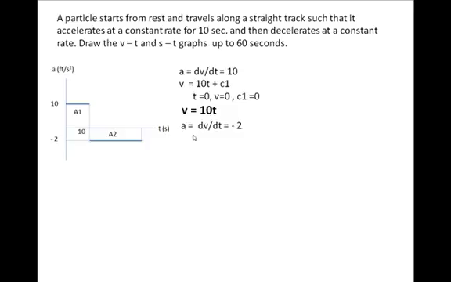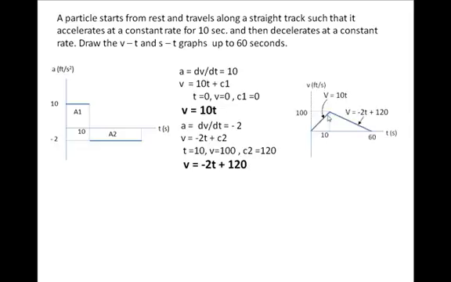For the next portion, a is minus 2. So I integrate it, I get minus 2t plus c2, and c2 I need to evaluate. See, at t equal to 10, v will be 100. So if I plug it here, I'll get c2 as 120, and my equation for the interval 10 onwards becomes minus 2t plus 120. So if I plot these two, I get something like this. Up to 10 it increases, then it decreases, and at 60 it so happens that it becomes 0. So this is my v-t graph.